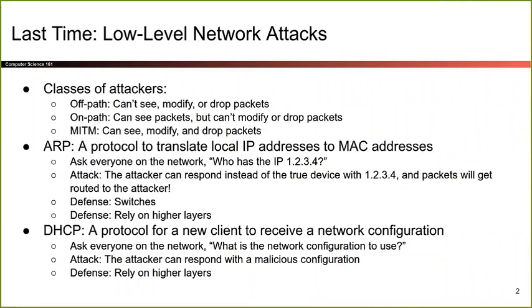So that's like a race condition. The attacker has to race the legitimate answer and get there first. And if the attacker's answer gets there first, then any packet meant for 1.2.3.4 will now go to the attacker's MAC address instead of the legitimate MAC address. And that basically gives the attacker a man-in-the-middle capability because they can modify packets before sending them to their true destination. So there were a couple of defenses on this one.